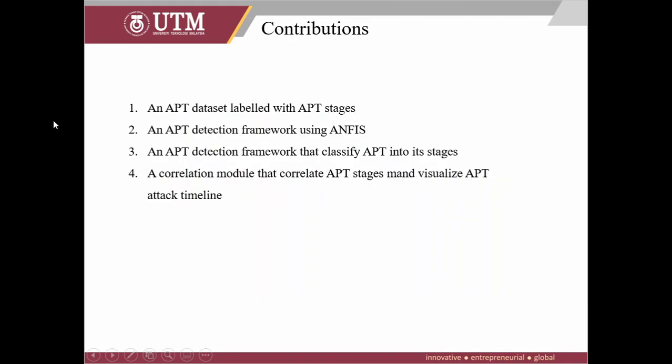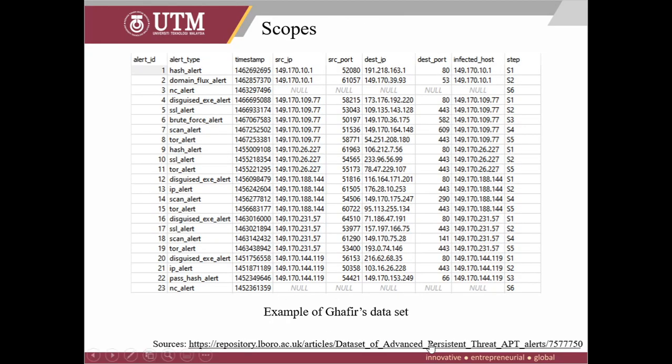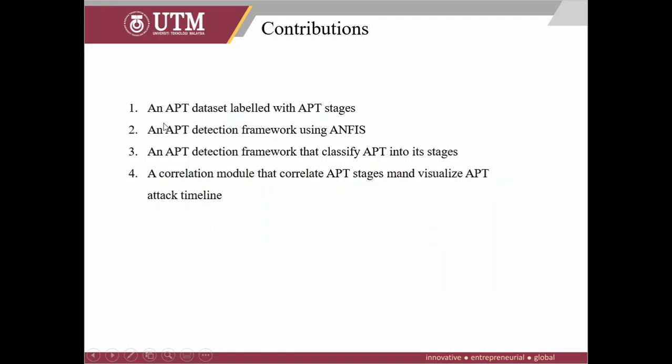The contribution of this research is that an APT dataset labeled with APT stages will be produced. We'll generate our own dataset using Garfield's dataset. Second, an APT detection framework using ANFIS, a detection framework that classifies APT into its stages. As I mentioned earlier, most of the current detection systems do not detect multiple stages, but focus on one stage of APT. Then the fourth contribution is a correlation module that can correlate APT stages.